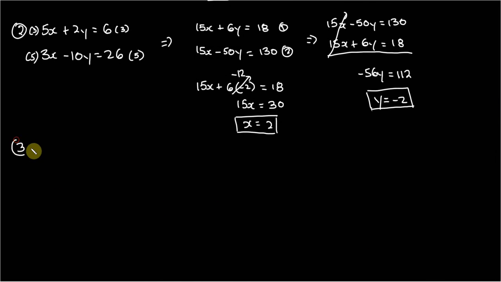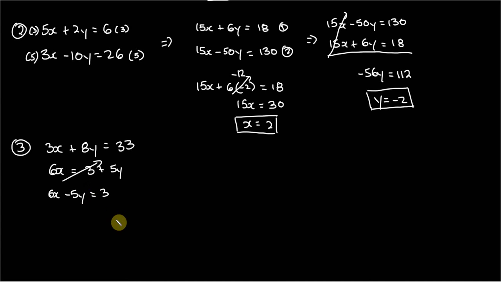I'll work on one more example. This one looks fun. Okay, so we're given 3x plus 8y equals 33. And now we're given 6x equals 3 plus 5y. So what we need to do here is just rearrange this bottom equation. We're just going to subtract 5y from both sides, so we have 6x minus 5y equals 3.